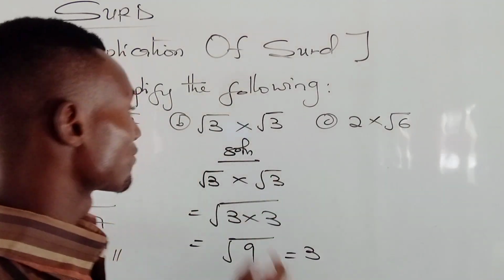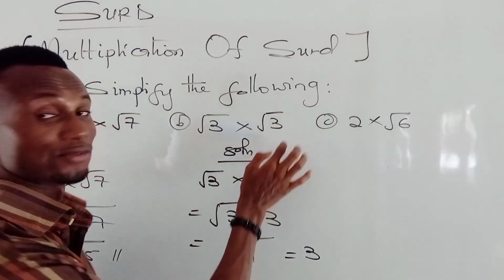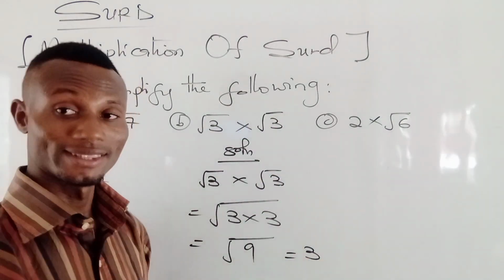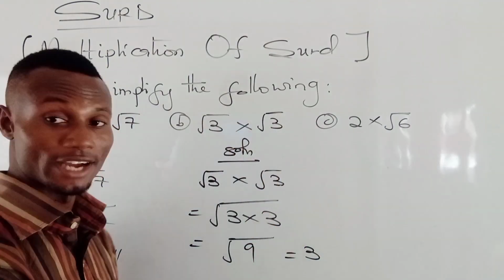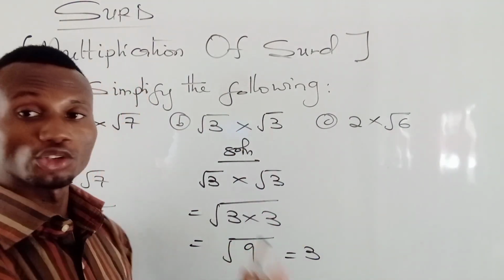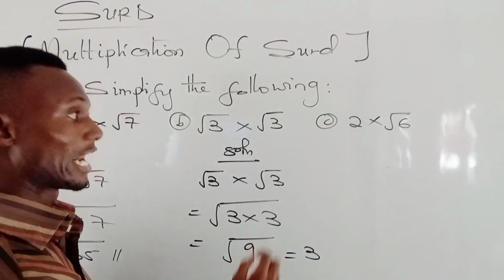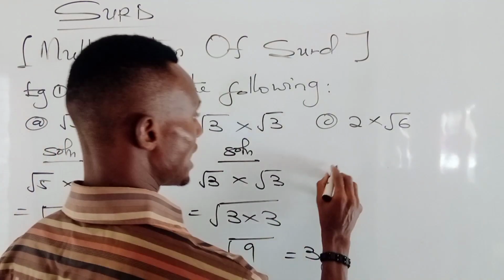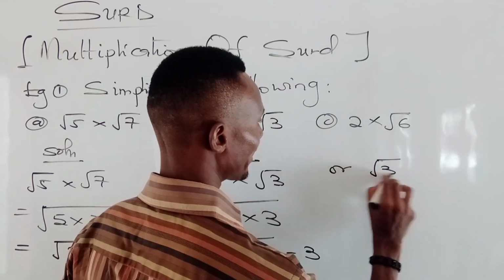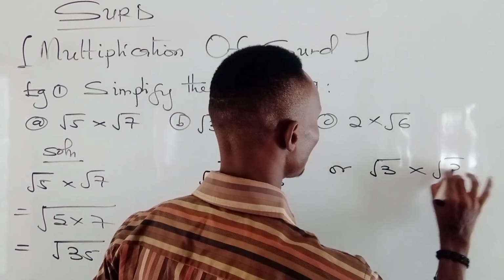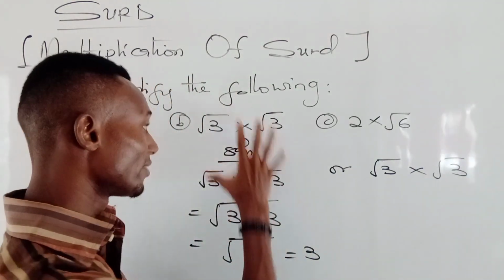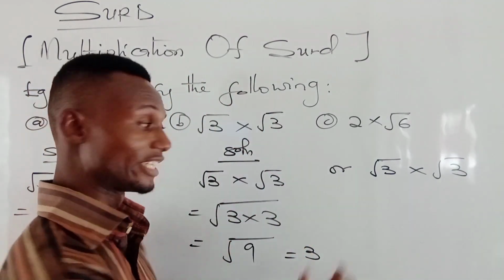So to simplify the square root of 3 times square root of 3, this is the process to go through and you will get an answer of 3. If you type it on the calculator, it will give you an answer which is 3. Or you can choose to use another method, and I'm going to show you. Now we have square root of 3 times square root of 3. I'm showing you another method you can use to handle the same type of multiplication and arrive at the same answer.